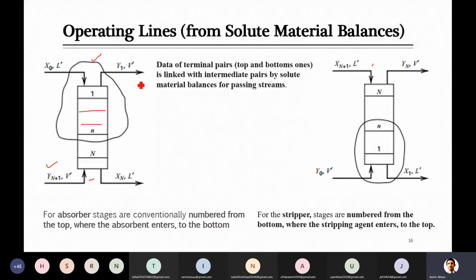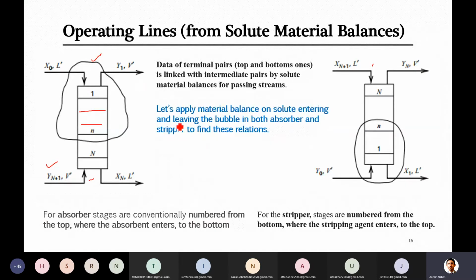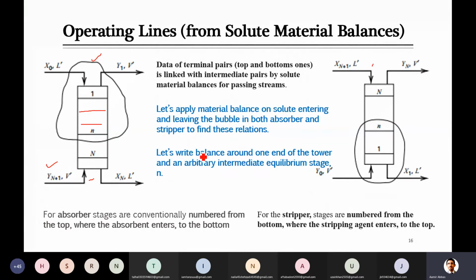So in order to link that data, let's consider this bubble which is shown in this diagram. We can consider this portion which is between the top of the column and some point inside the column. So if we apply that balance on the solute here, we are considering that this is physical absorption.